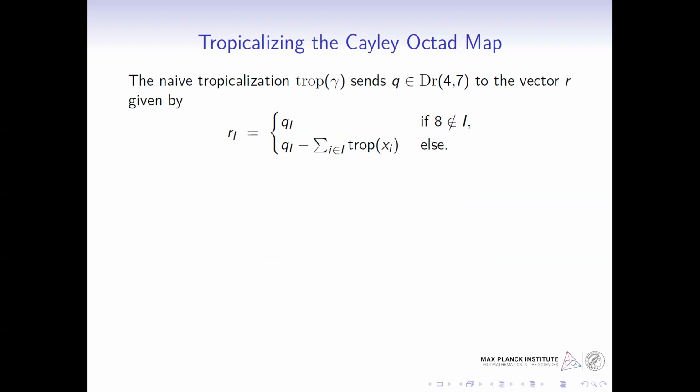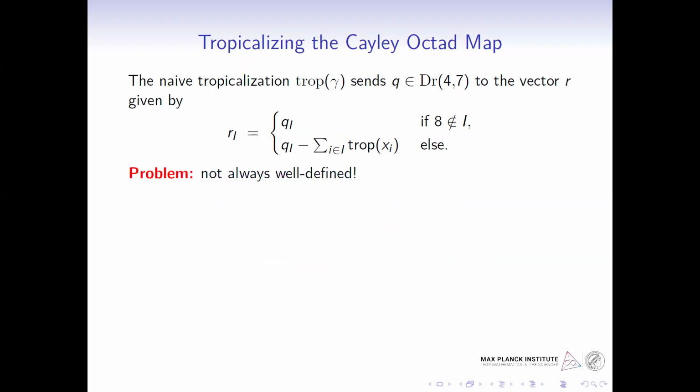So we take a point in the Dressian 4-7, and we map it to this point. This is the tropicalization of what we've seen before. Yeah, we have Qi minus the sum. Before we had this Pi divided by. So this is just the tropicalization.